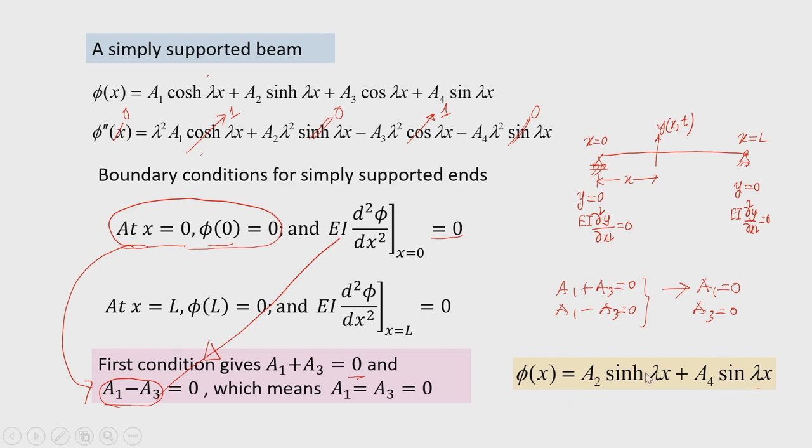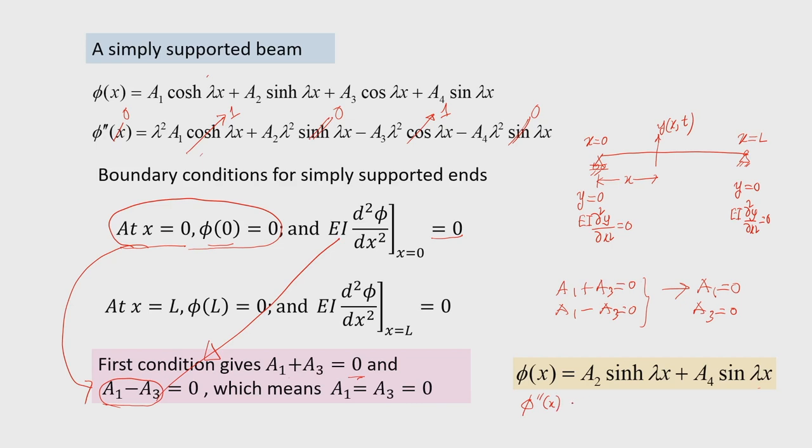Now this equation we will utilize for the second boundary conditions, that means the boundary condition at the other end. The first end we have covered. At the first end our result was that a1 and a3 are both 0. And at the second end, when we consider x is equal to l, we will substitute here. If I substitute x is equal to l here, now the second derivative is required.